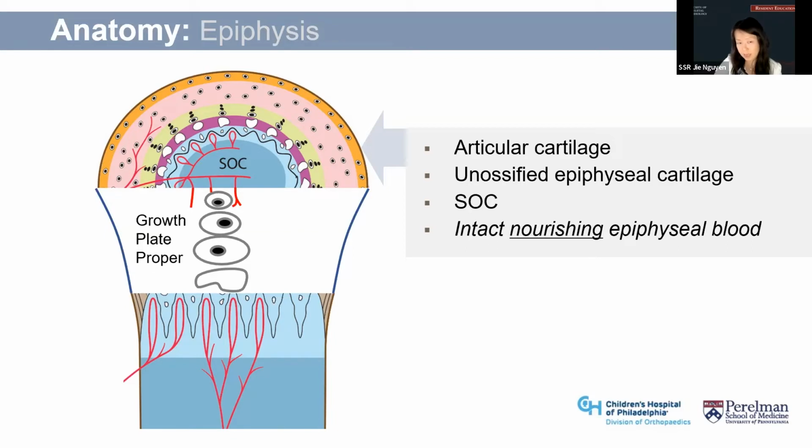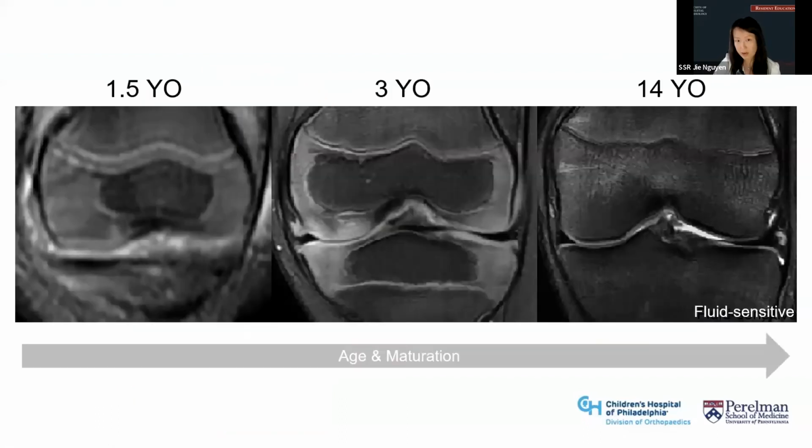What's important is that you can see these little tiny vessels extending into the growth plate. So it keeps this area of the growth plate, which is right adjacent to the epiphysis, nourished. So here are 3 different patients at 3 different ages. You can see the secondary ossification center, denoted by the star, continues to get bigger to replace the unossified cartilage, so that at skeletal maturity, all you have is the articular cartilage.